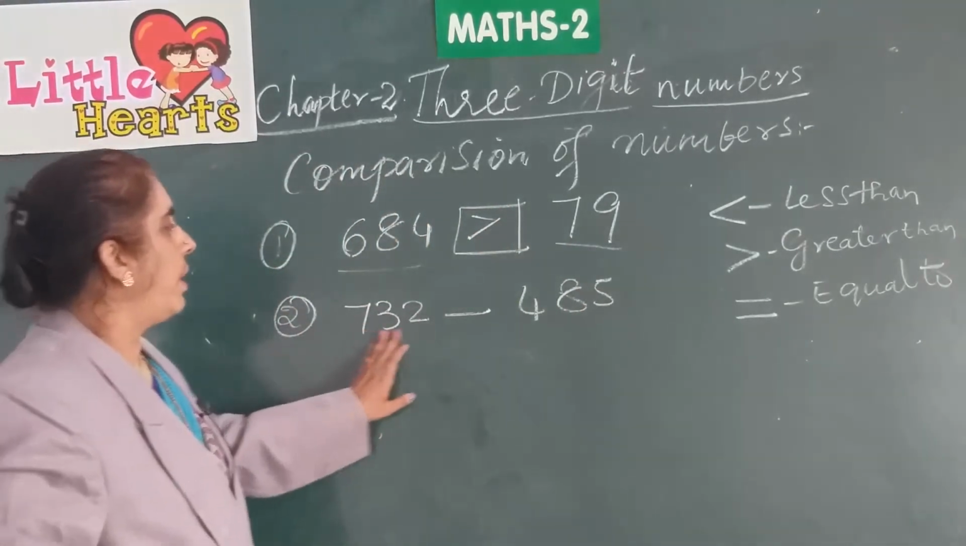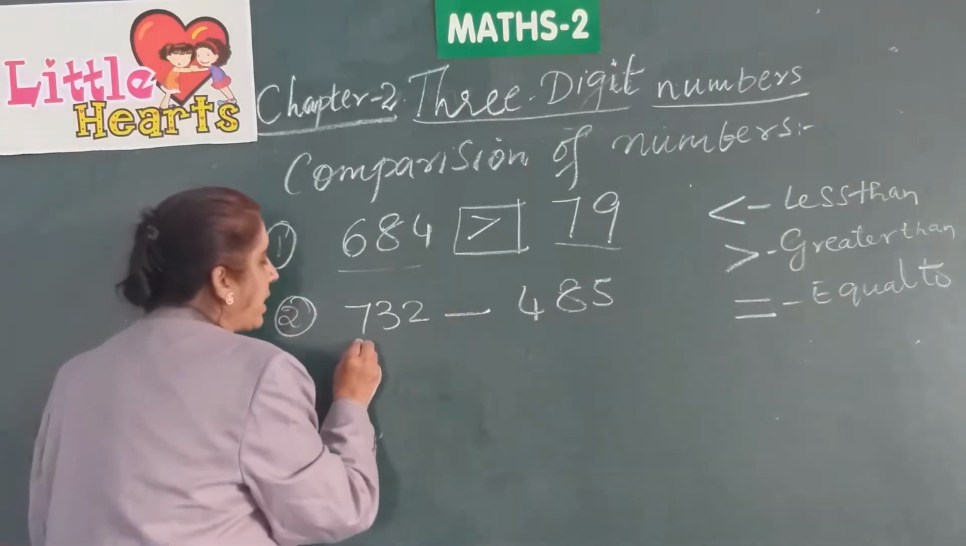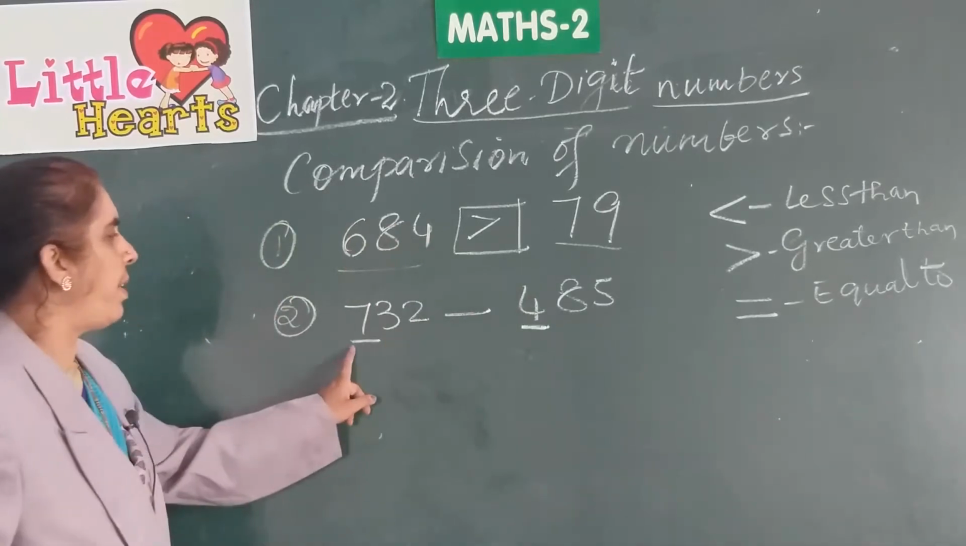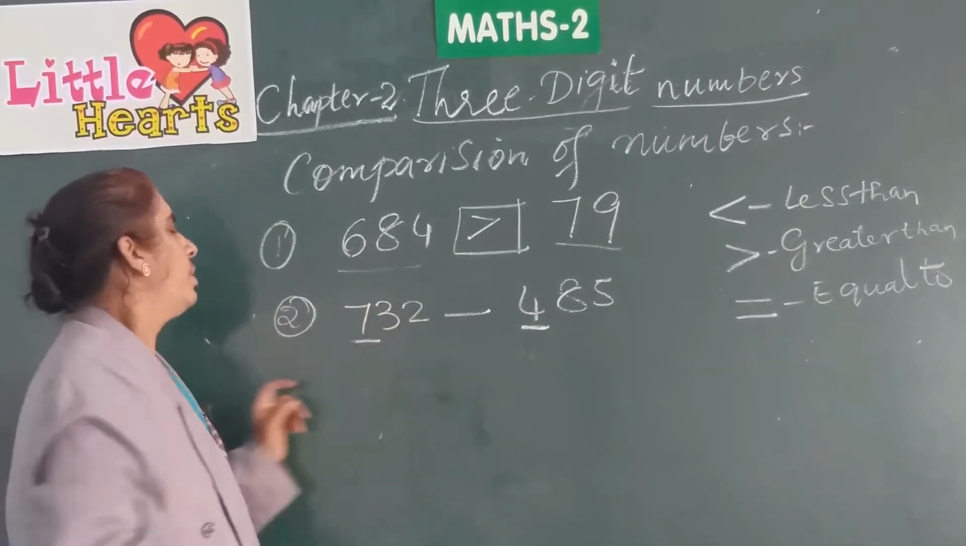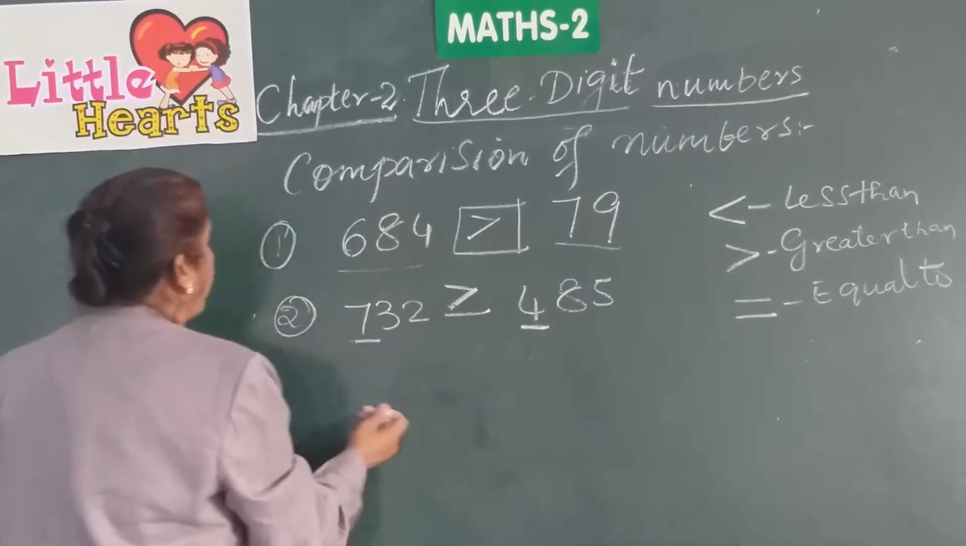Here both are three-digit numbers. Then start comparing the digit in the extreme left, the hundreds place, first. 7 and 4. 7 is bigger than 4. So 732 is greater than 485.